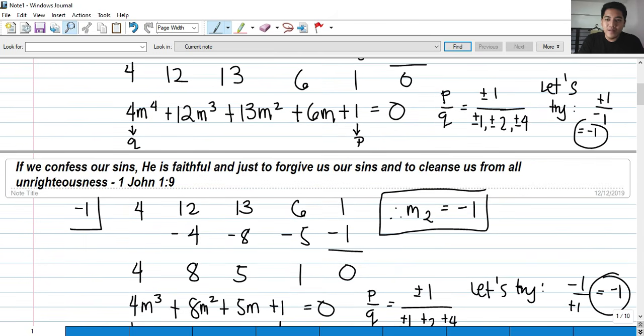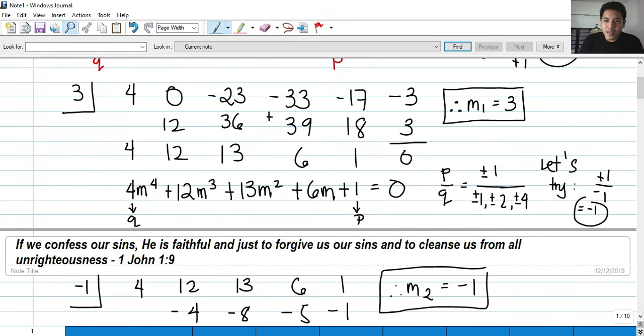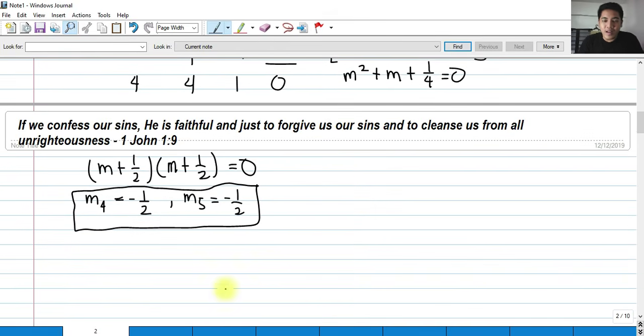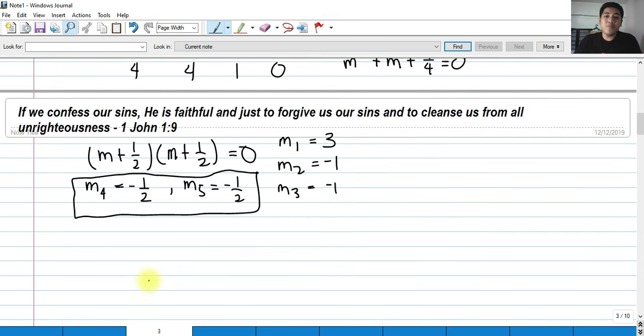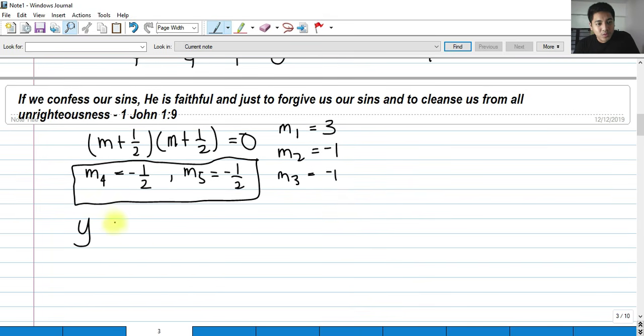So we have 5 roots. So we have m1, which is 3. We have m2, which is negative 1. And we have m3, which is again negative 1. Now, it's time to write the solution.